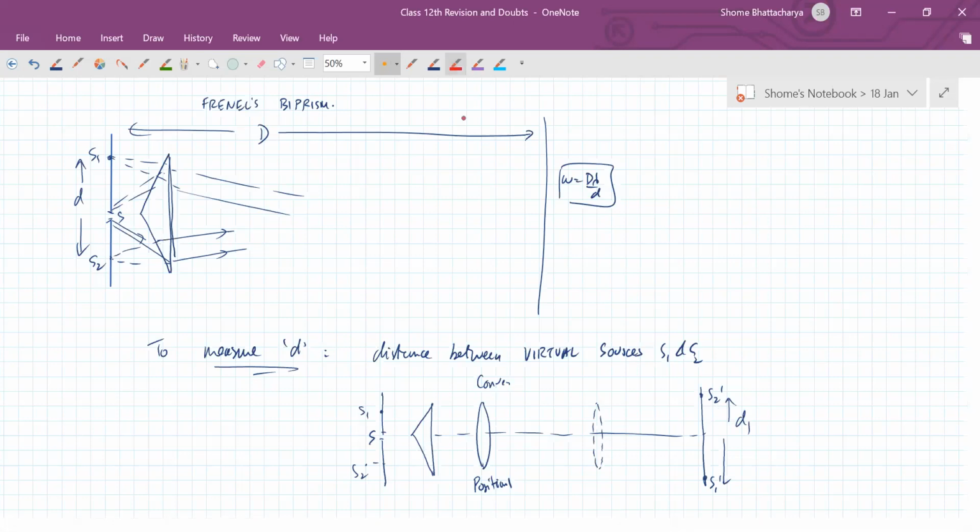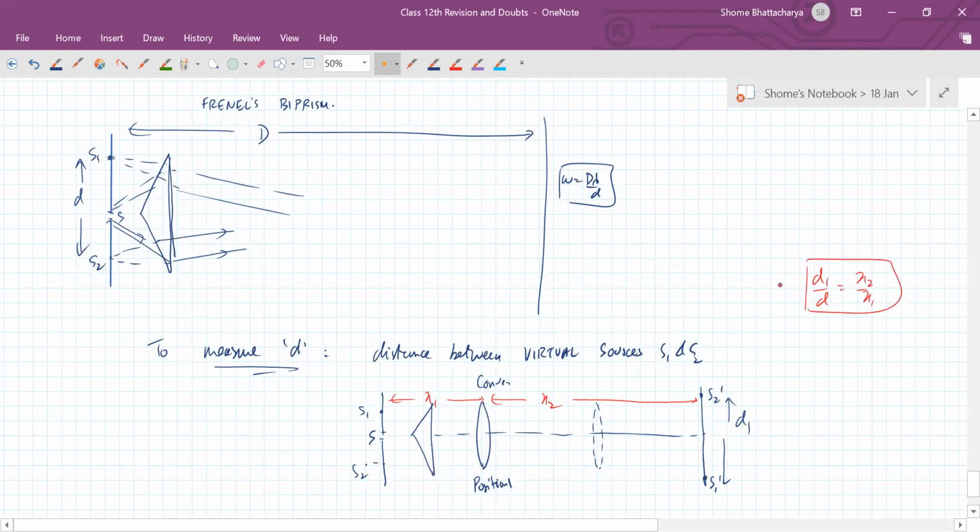Okay, and for that, this distance is X1 and this distance is X2. So you have D1 by D as the magnification factor, so it is X2 by X1. Like, if you have a lens and a point object here and you get the point image here, then D1 by D is the magnification. No? So it's V by U. So that concept here.